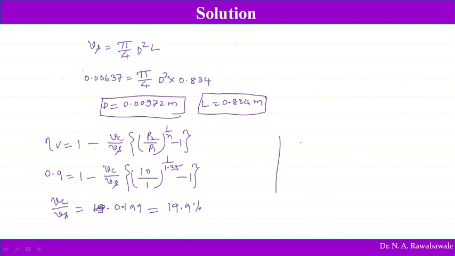The answer says D is equal to 0.009 meter, L is equal to 0.834 meter, and the ratio of clearance volume to swept volume is 19.9%.